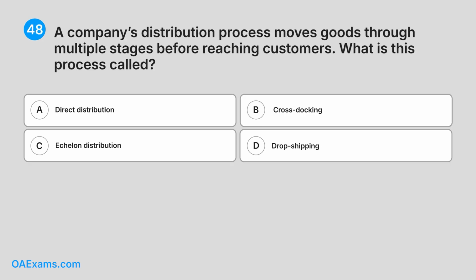48. A company's distribution process moves goods through multiple stages before reaching customers. What is this process called? A. Direct distribution. B. Cross-docking. C. Echelon distribution. D. Drop shipping. What do you think is the answer?